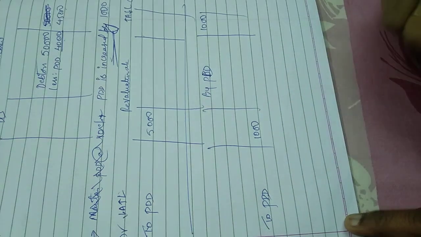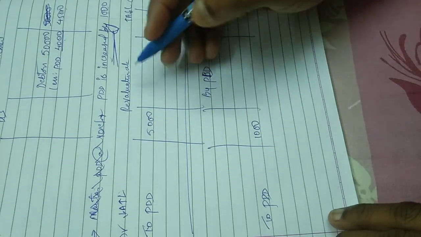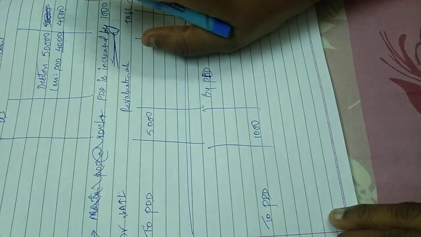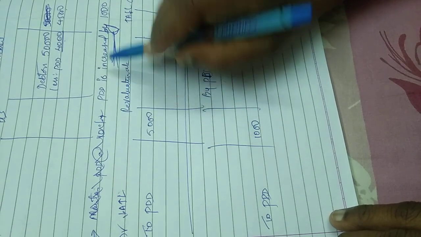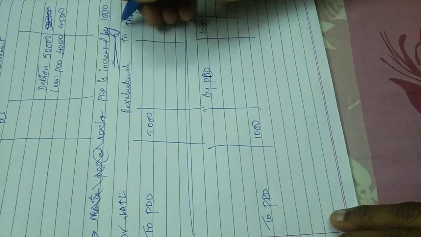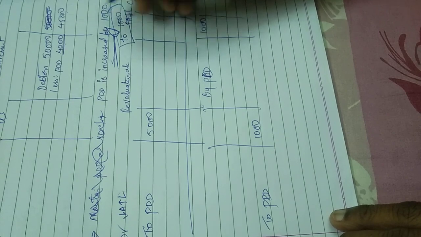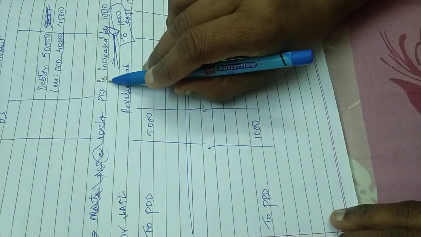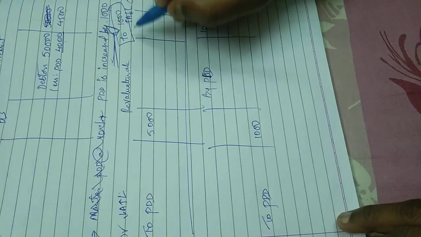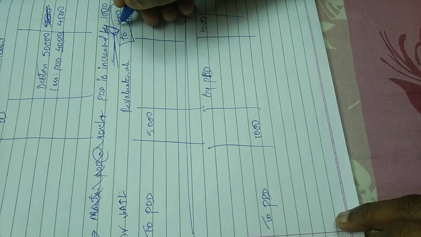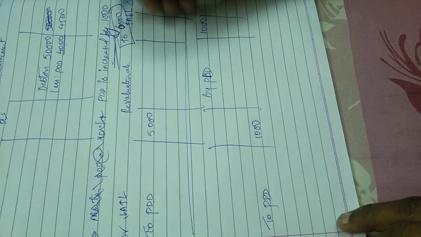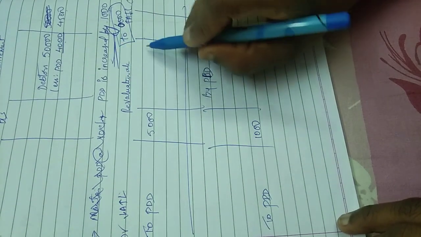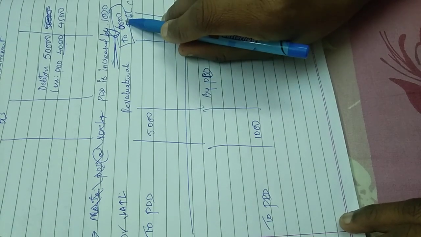So you blindly take 1,000. Okay, another case. Now they say it is as usual there. Now PDD is increased to 1,000, if they say. Suppose the question was PDD is increased to 6,000. Okay, PDD is increased to 6,000.